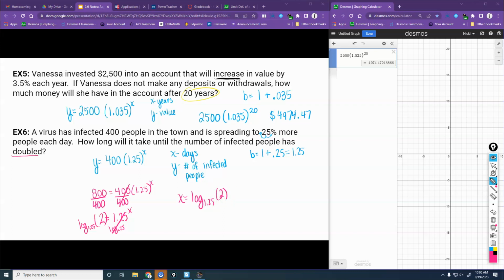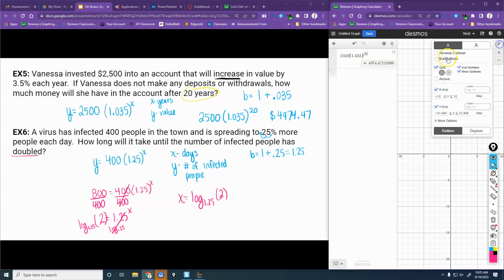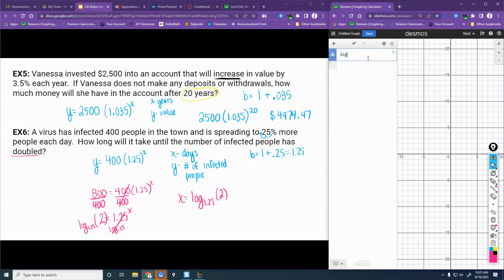If I type that in, if you're using Desmos, it'll look this way. Or you could do log of 2 divided by log of 1.25. So log base 1.25 of 2. And we will get 3.106. So x equals 3.106. 3.106 what? Days. So it would only take 3 days to double here, a little over 3 days.